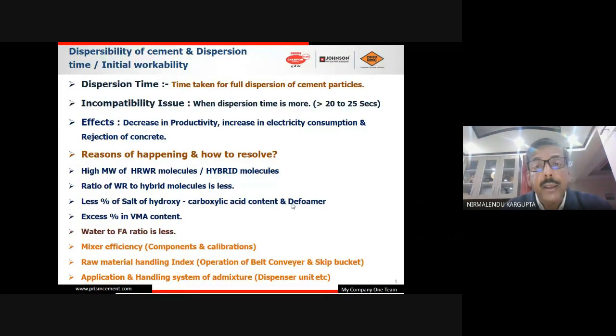Dispersion time is the time taken for full dispersion of cement particles, right? It is an incompatibility issue when dispersion time is more than 20 to 25 seconds. That is for a normal grade. If the grade is higher, water cement ratio is 0.23, 0.35, 0.3, so it will take some time, definitely. I am talking about 20 to 50 grades of normal concrete: 20 to 25, 30 seconds maximum. If it is more than that, then your admixture is not compatible. And if your mixer index is okay, that also has to be looked at.